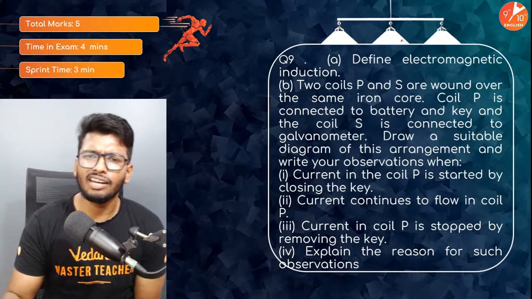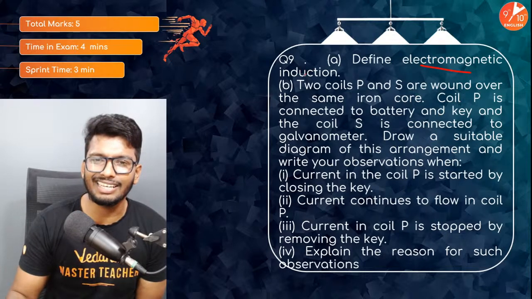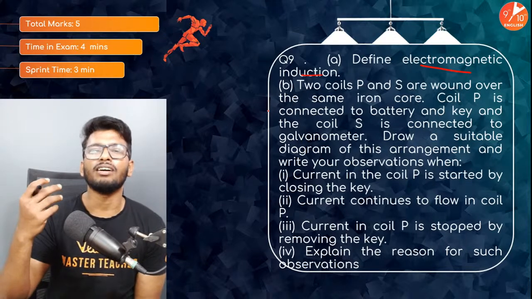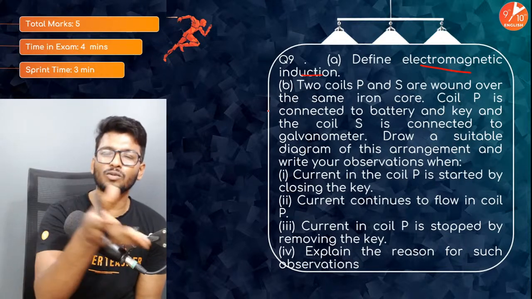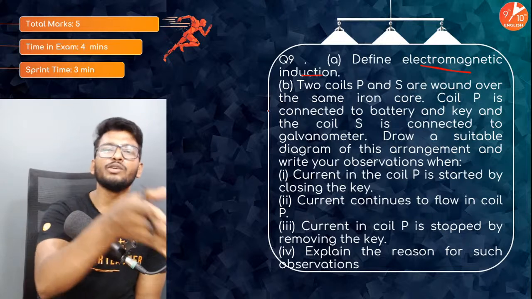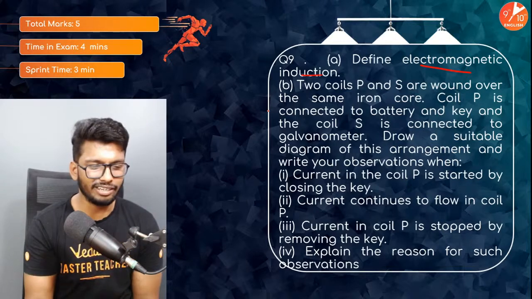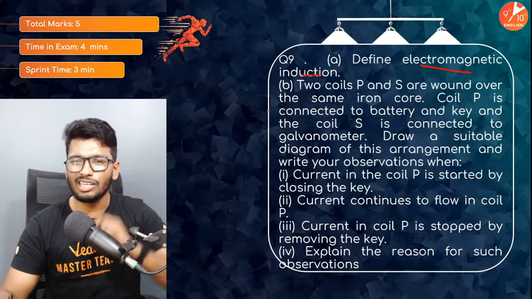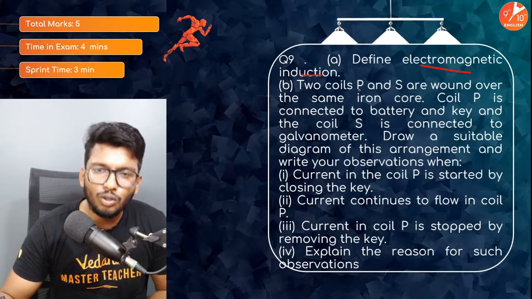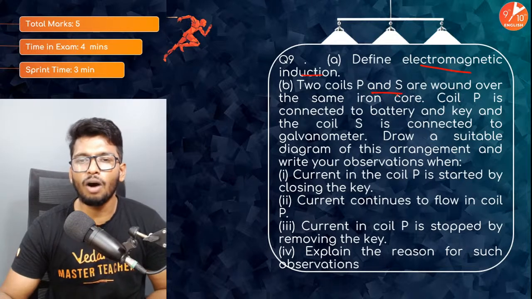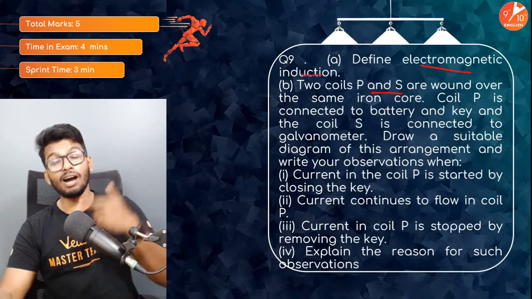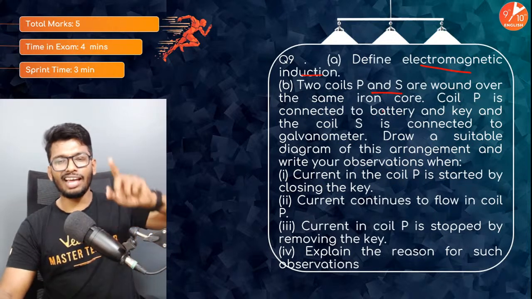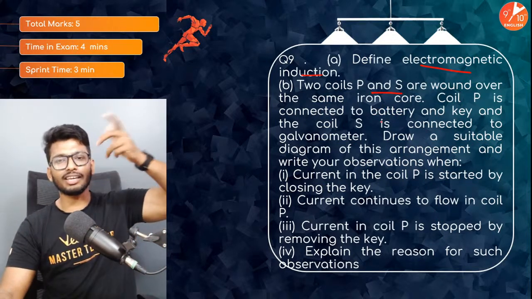Here's the first one. Define electromagnetic induction. That you've already done. Electromagnetic induction is what? When a moving magnetic field is linked to a conductor, there's a current induced in the conductor. That is what electromagnetic induction is. We've already explained this a billion times by now, so I'm just going to skip through. The second part of the question is: two coils P and S are wound over the same iron core. Coil P is connected to the battery and key, and coil S is connected to the galvanometer.